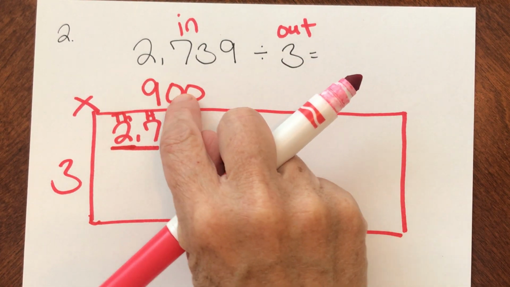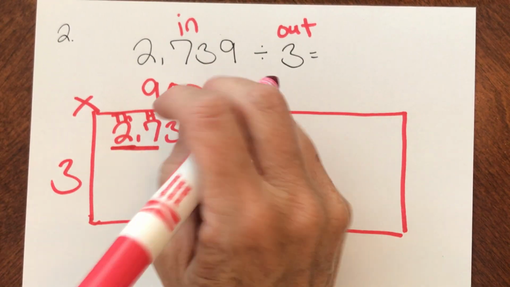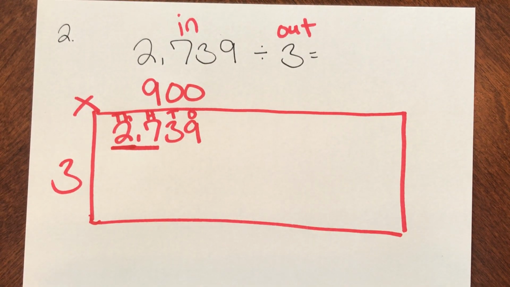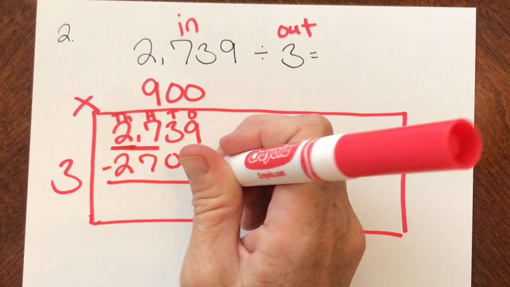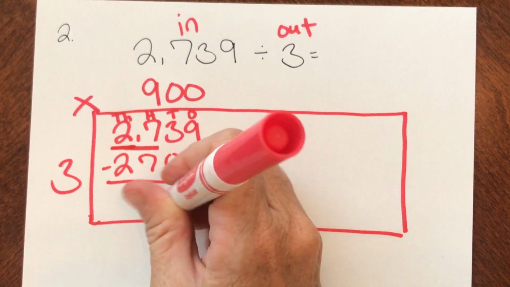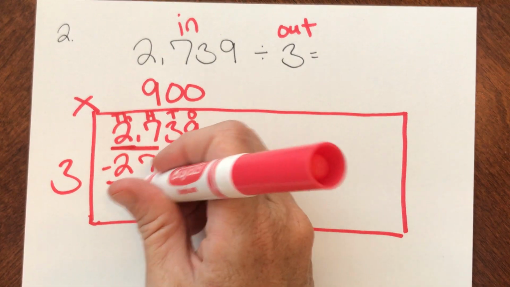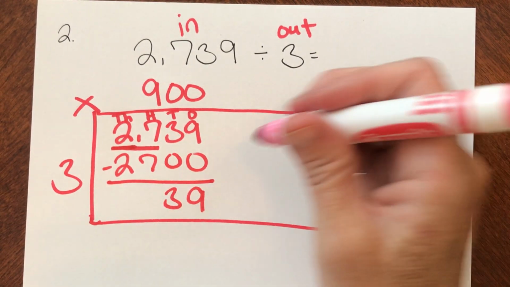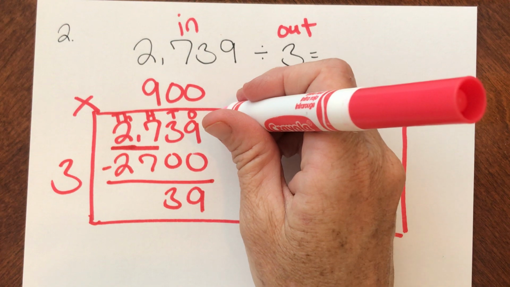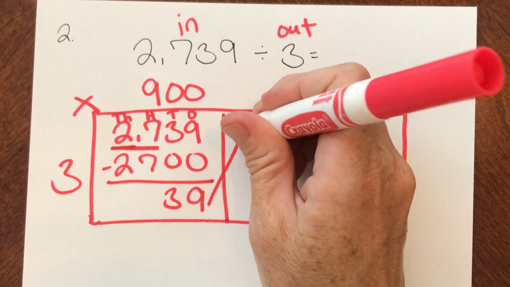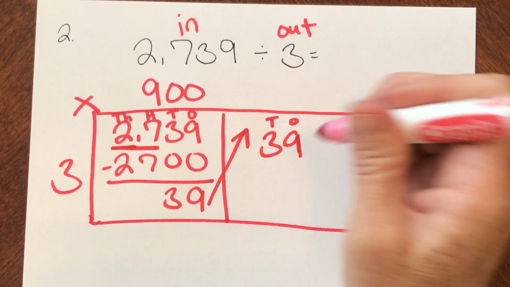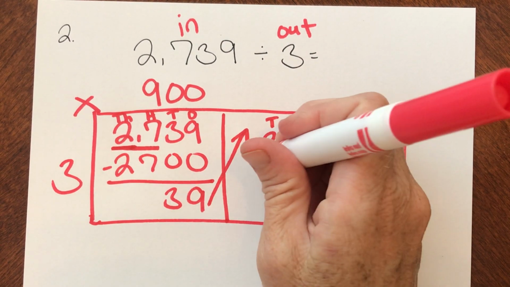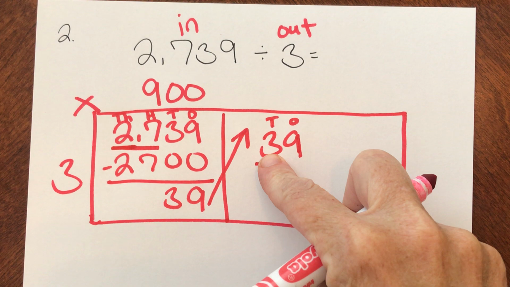Okay, what is 900 times 3? Well, 9 times 3 is 27, so it's going to be 2,700. Okay, and what do we get? 39. Okay, ready? So now we are going to start over. That's my ones and my tens.